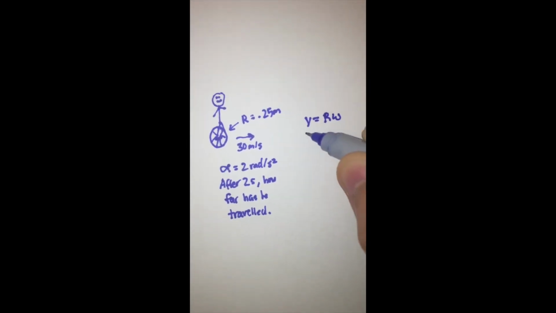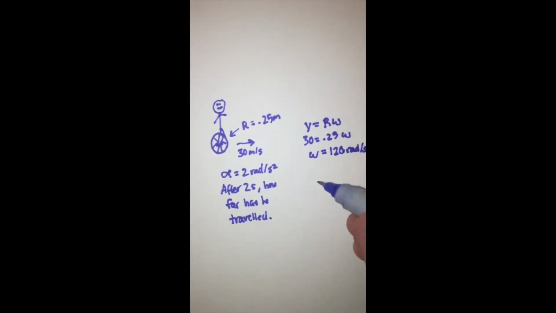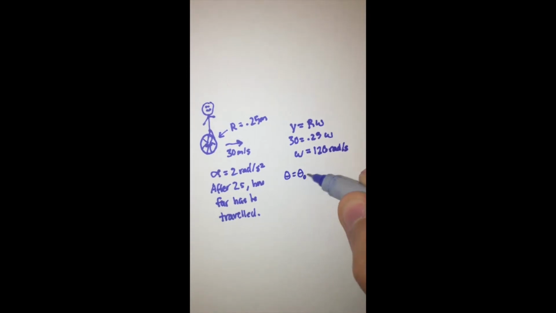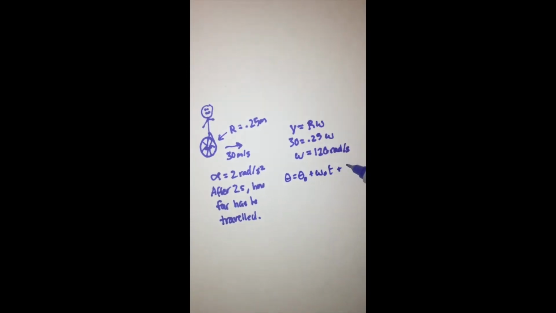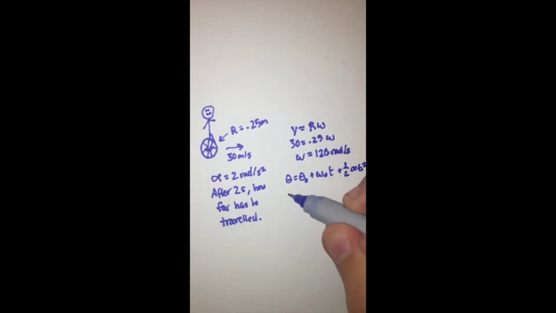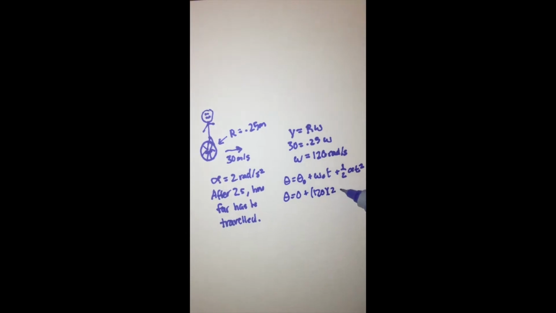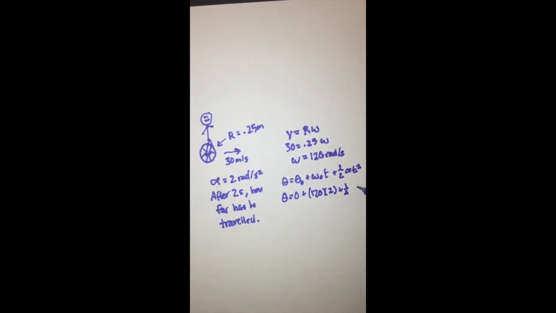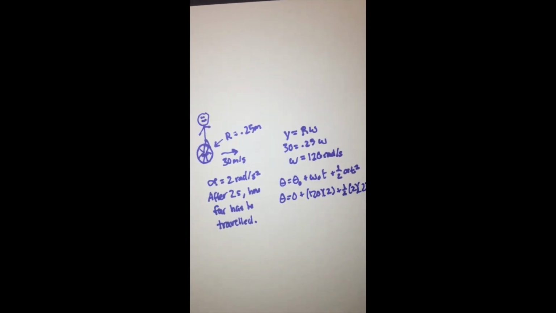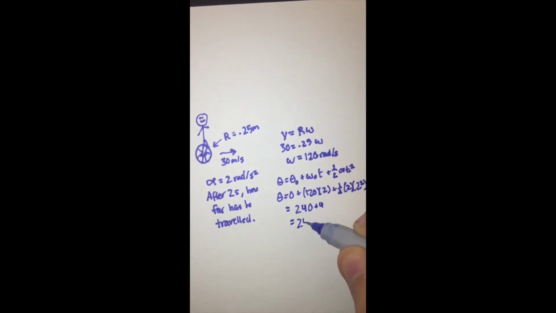To solve this problem, you have to know the relationship between linear velocity and angular velocity. Linear velocity is equal to angular velocity times the radius of whatever you have. So, after solving for the angular velocity, then you can plug into one of the equations you have. Theta equals theta naught plus omega naught t plus 1/2 alpha t squared. Using that, you can then solve for the position or the angle in radians that the wheel has turned to.